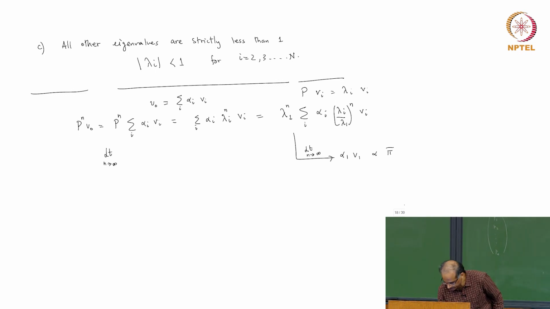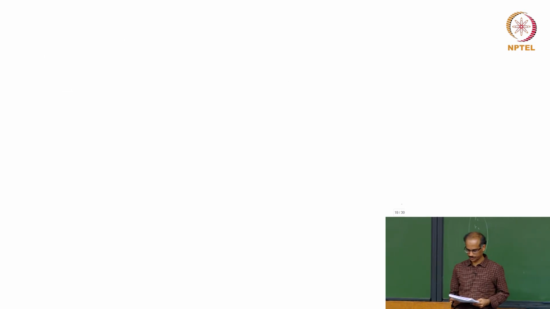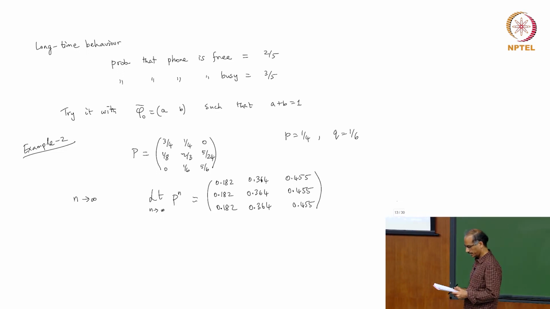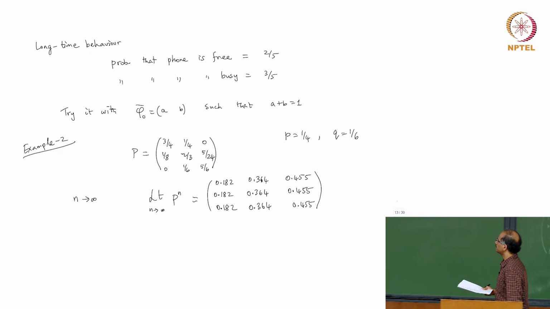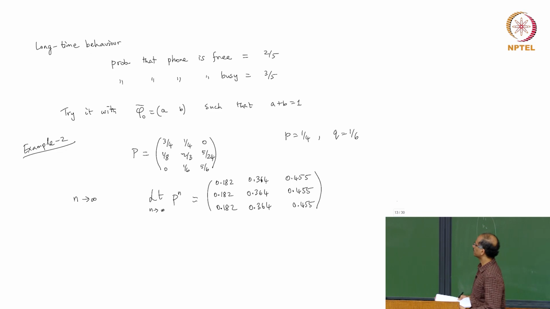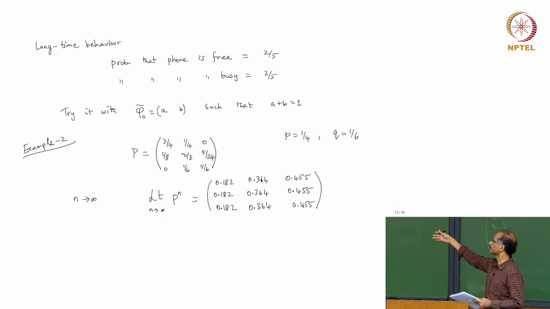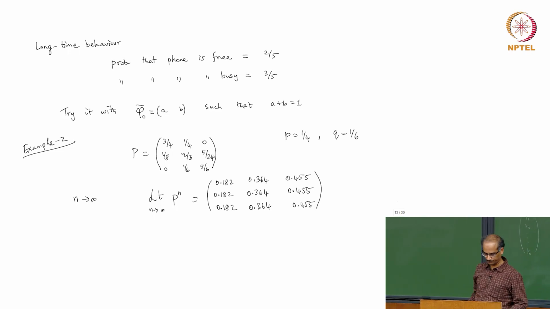Okay, looks nice as it is, but there are some issues. And to see the issues, we should go back to this example 2 that we had, that phone problem with 3 states. So you look at the matrix P that I have here, and this is strictly not positive. There are at least 2 zeros in that matrix. We cannot directly apply the Perron-Frobenius theorem, but let me see if it works.